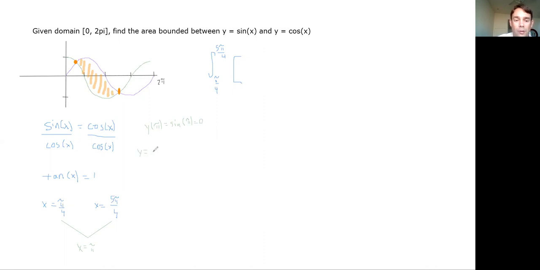is my top function. So sine of pi is 0. Now I need to figure out cosine of pi. So cosine of pi is -1. So 0 is greater than -1. So sine will come first. All right. So we have sine of x minus cosine of x.